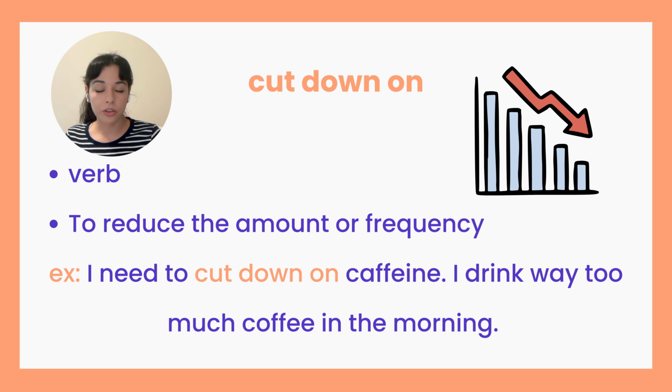All right, so the first phrasal verb we will look at is to cut down on. To cut down on is a verb, and it means to reduce the amount or frequency. For example, I need to cut down on caffeine. I drink way too much coffee in the morning.